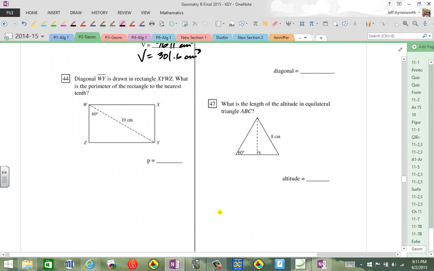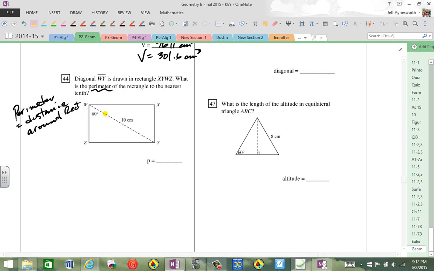Okay, on this one here, what do we have? We have a diagonal. It's 10 centimeters in a rectangle. What is the perimeter of the rectangle to the nearest tenth? All right, the perimeter. Now, the perimeter is the distance around, so keep that in mind. Perimeter equals distance around the rectangle, right? Well, that means we've got to find all four sides.